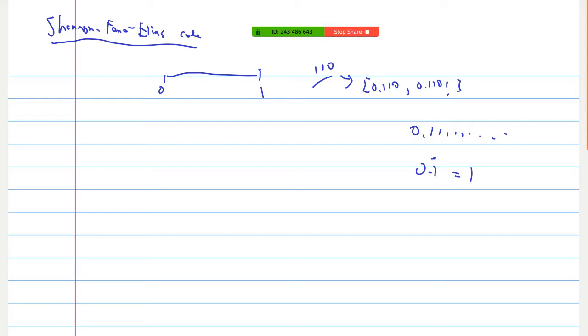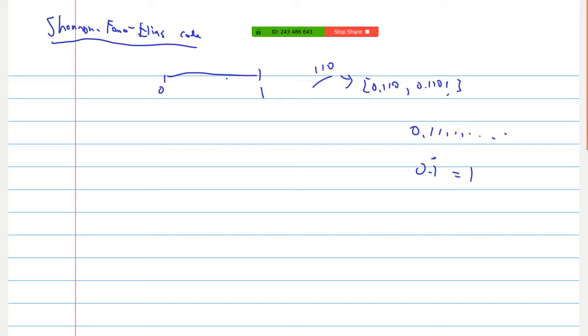I want to make several observations here. First, the longer the codeword, the shorter the interval. Actually, the interval will be exactly halved each time you add one more binary digit here, right? Each time I add one more binary digit, the length of this interval will shrink by half.